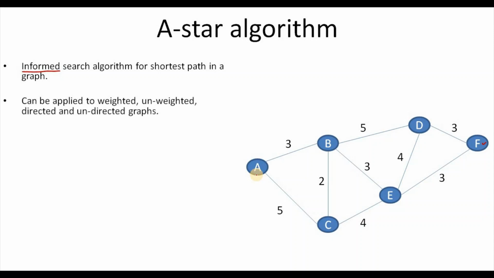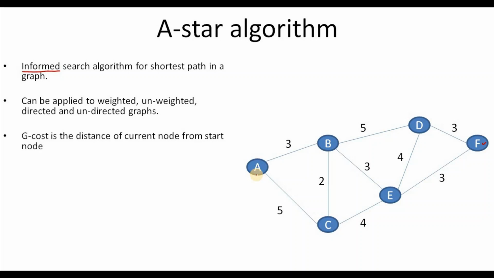Can we apply it to weighted, unweighted, directed and undirected graphs? So this is also one of the advantages of the A star algorithm, that it can be applied to all types of graphs except graphs with negative edges. So it's a bit like Dijkstra's, that it cannot be applied to graphs with negative edges.